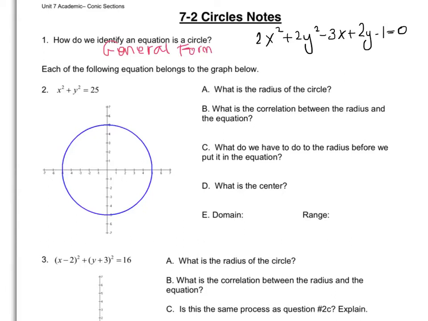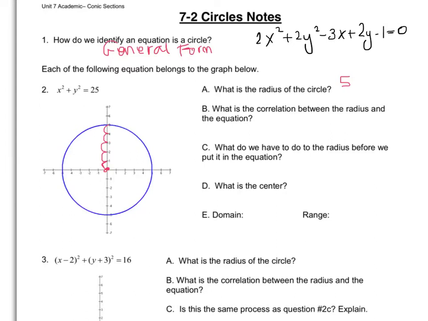Each of the following equations belongs to the graph below. What's the radius of this circle? This is part A, and the equation is x squared plus y squared equals 25. Now, the radius, so what you need to do is start from the center and count. So 1, 2, 3, 4, 5, and that is the radius.